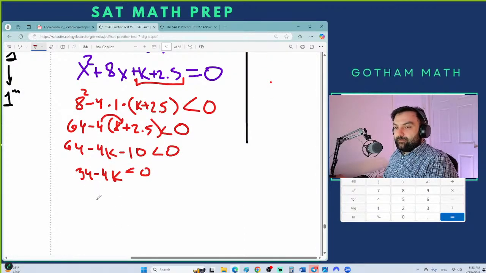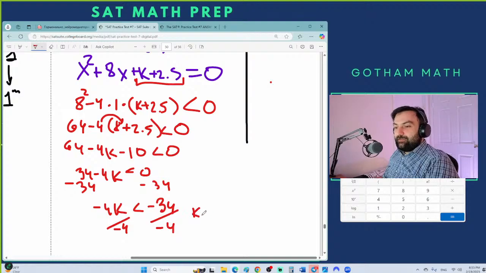Now 64 minus 10 is 34, minus 4k less than 0. Subtracting 34, we get negative 4k less than negative 34. Divide by negative 4, we get k. Actually, it has to be greater than, right? Because when we divide by a negative, the inequality sign flips. What is it? 34 divided by 4. Oh, no, wrong numbers. 34 divided by 4. 8.